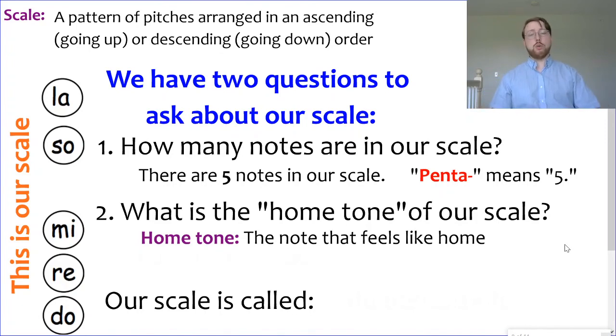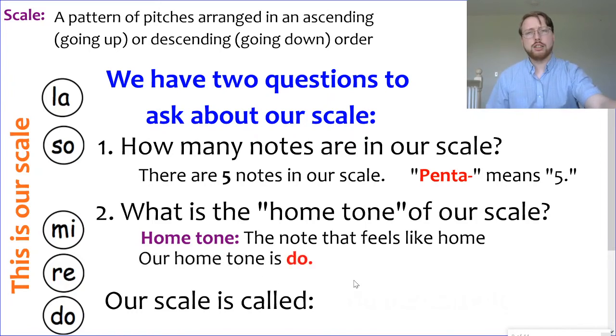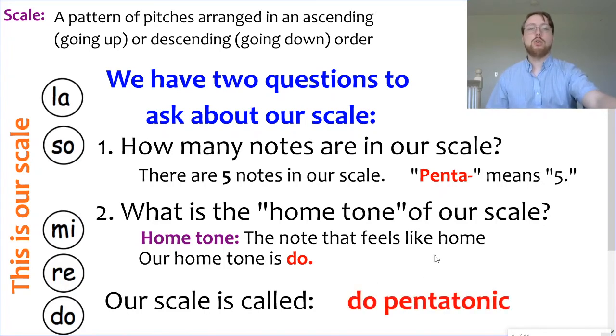If you said do was the home tone, I would agree with you. We started there, we ended there, and it felt like we were secure there. So that means that our scale is called do pentatonic, because do is our home tone, and penta means 5. And tonic talks about our scale. So our scale is do pentatonic. Nice job. We just figured out how to name our scale.